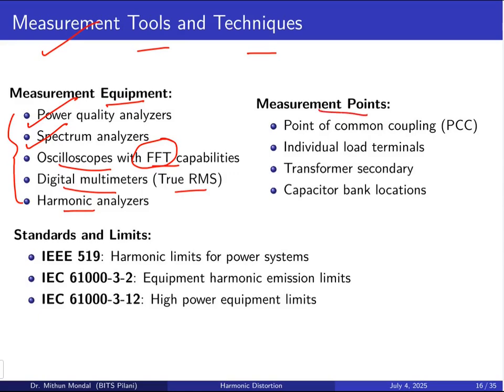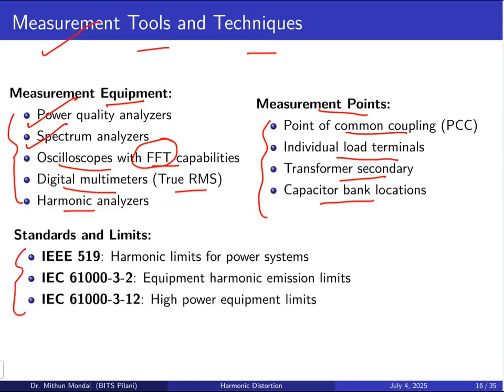The measurement points are also very important, where we want to measure the power. So you have the point of common coupling, individual load terminals, the transformer secondary, or the capacitor bank location for the measurement. So both the location and the quality of the measuring equipment are important.